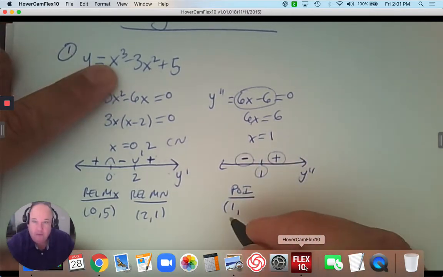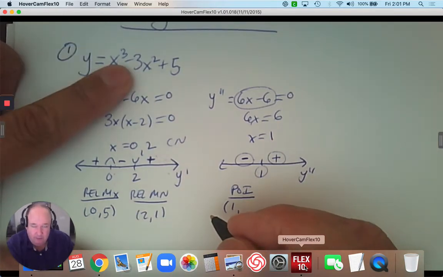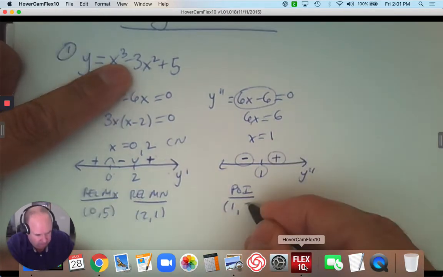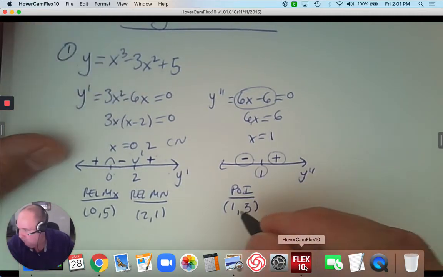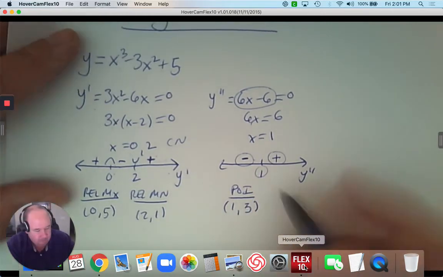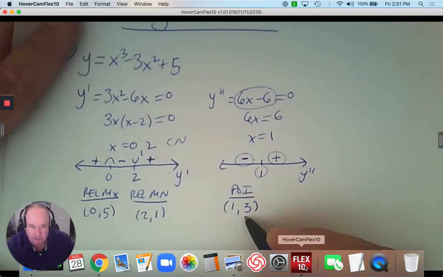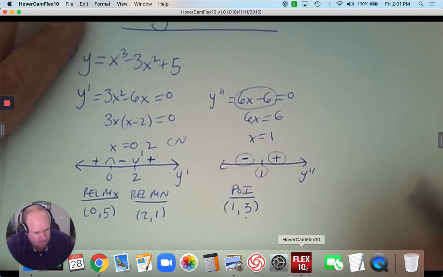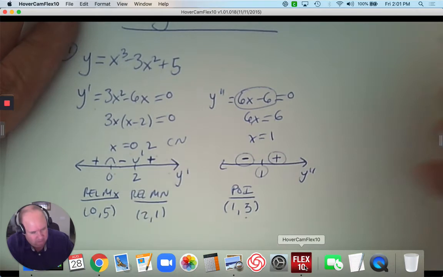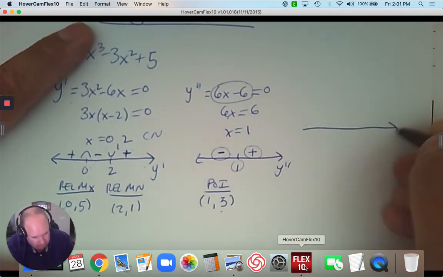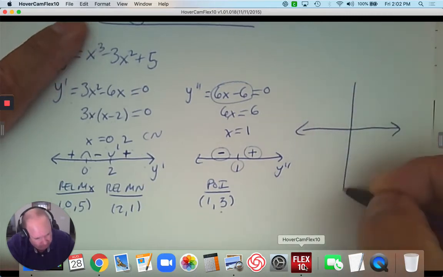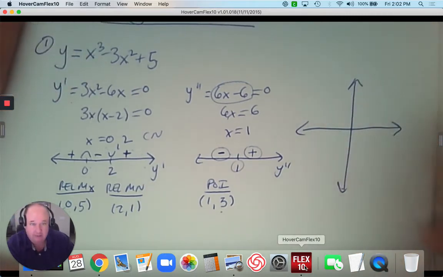Plug positive 1 into here. That's 1 minus 3, negative 2, plus 5. I think it's (1, 3). So we have a point of inflection at (1, 3). What else might be helpful? The end behavior might be helpful. So when I do the graph, we'll talk about end behavior. Let's just do what we have so far, and then think about increasing, decreasing, concavity, and so on.